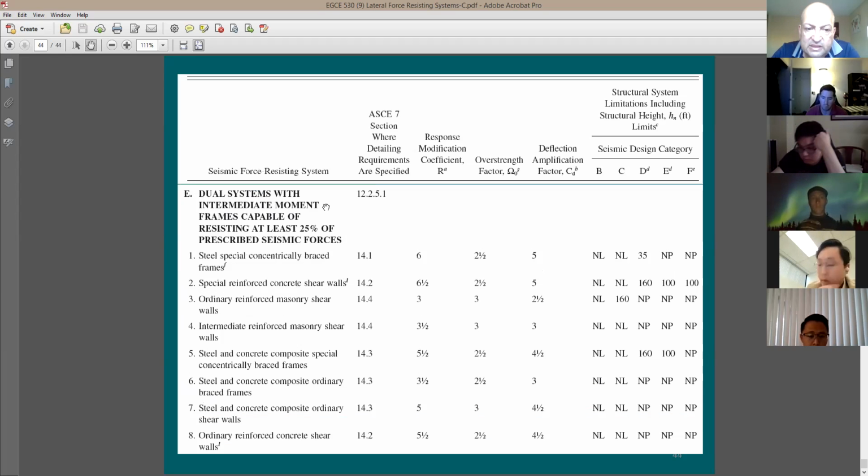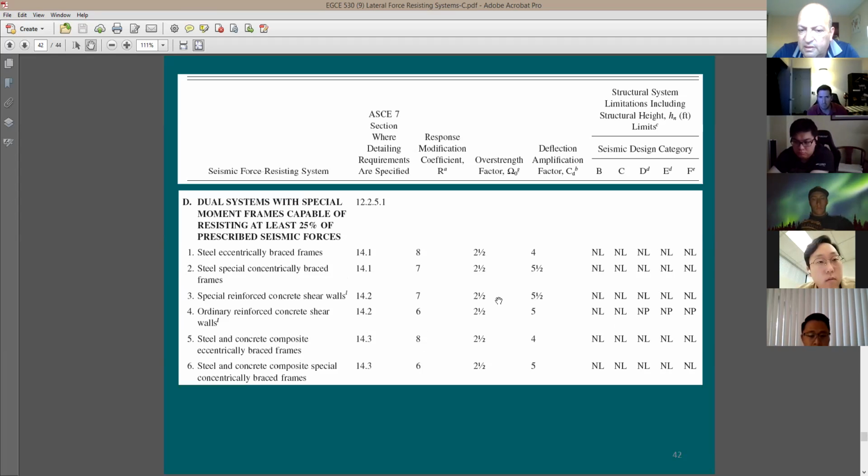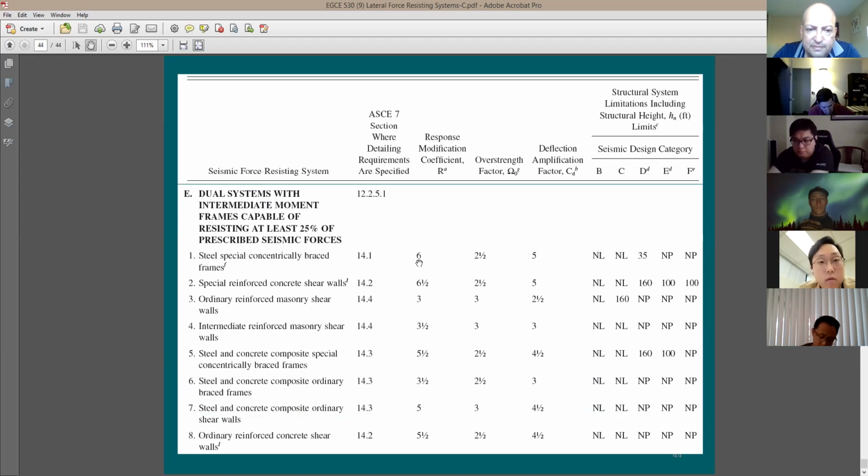I have another dual system. It's going to be an intermediate moment frame, which is a completely different story. The moment frame is resisting at least 25% of the seismic forces, and then you add it to the special concentric frame. Look what happened here. Now R becomes 6. I'm going to go back here to category D, where it's 8. So once you go here to intermediate, the R factor goes down a little bit, which means the total seismic design force is going to go up. Instead of dividing by 8, now we divide by 6.